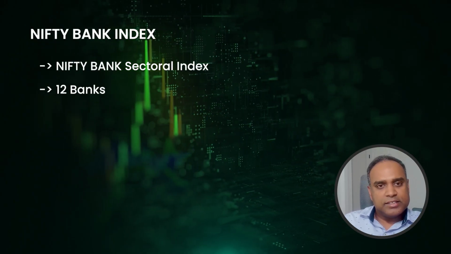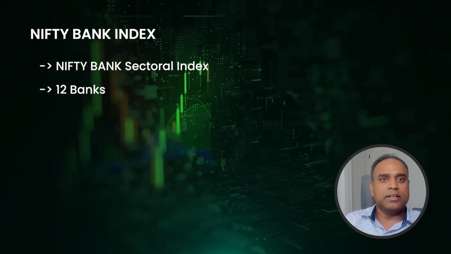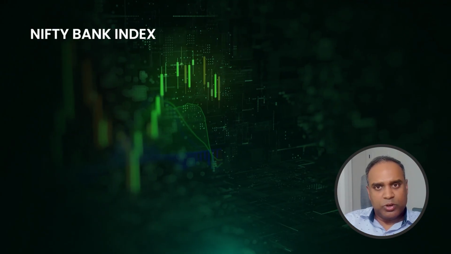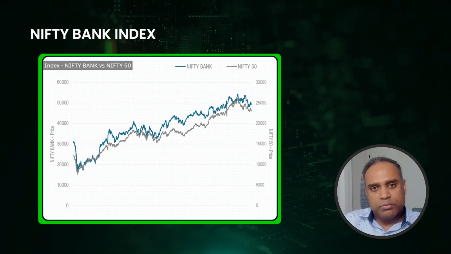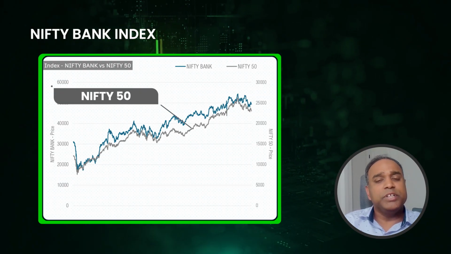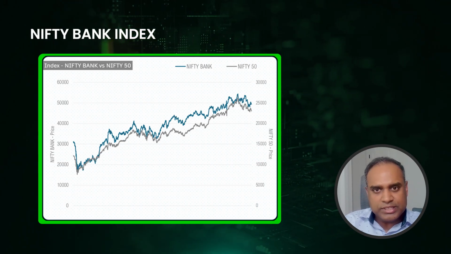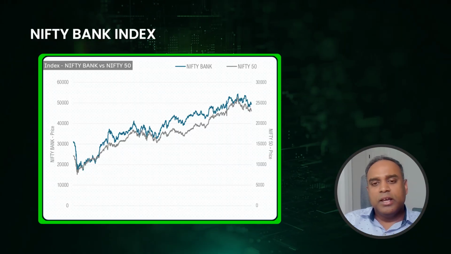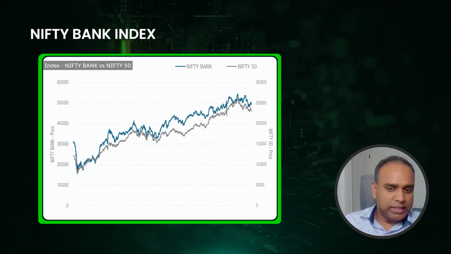Secondly, this index can be compared with other sectors like auto if you want to understand the performance of the specific banking sector. Let me take an example of comparing the Nifty Bank index with Nifty 50. The blue line represents the Nifty Bank, and the gray line represents the Nifty 50, which is another index which tracks the top 50 companies. Now you can see how both indexes have performed over time, summarizing the increase or decrease in the price of these two indexes.